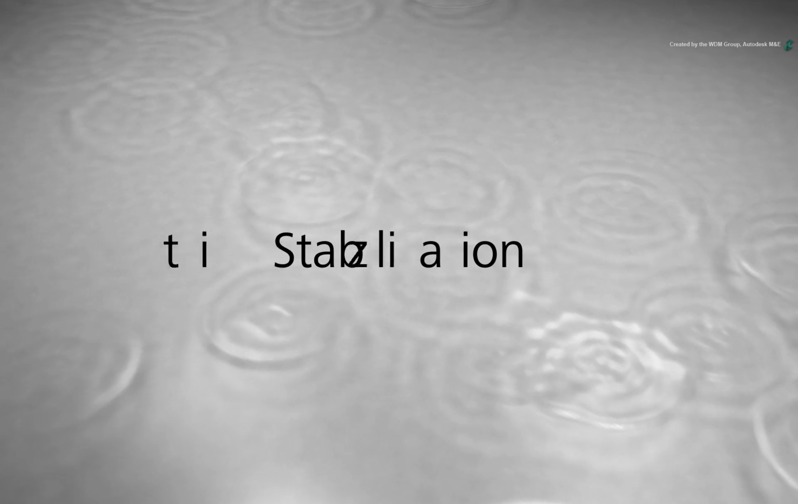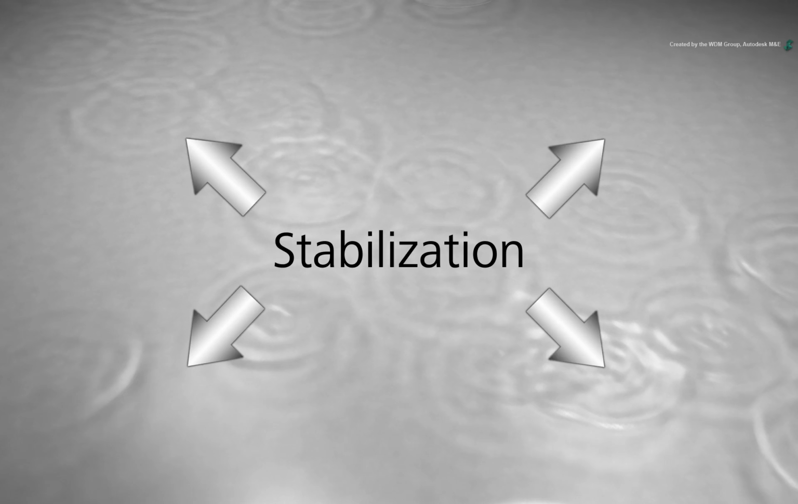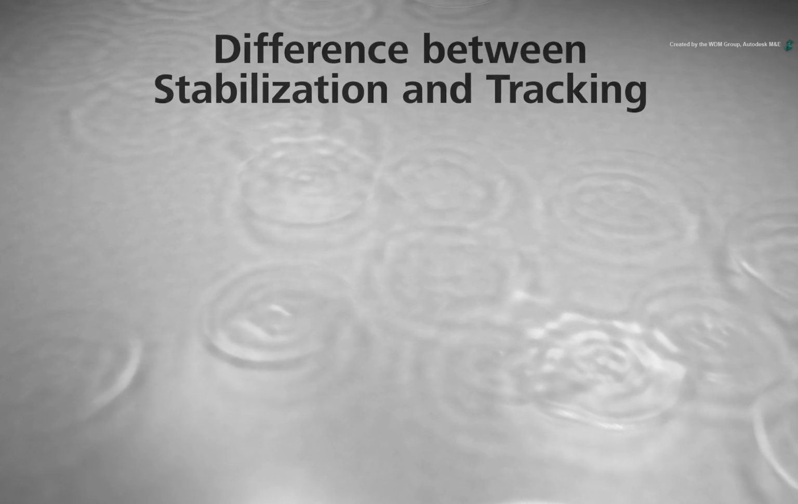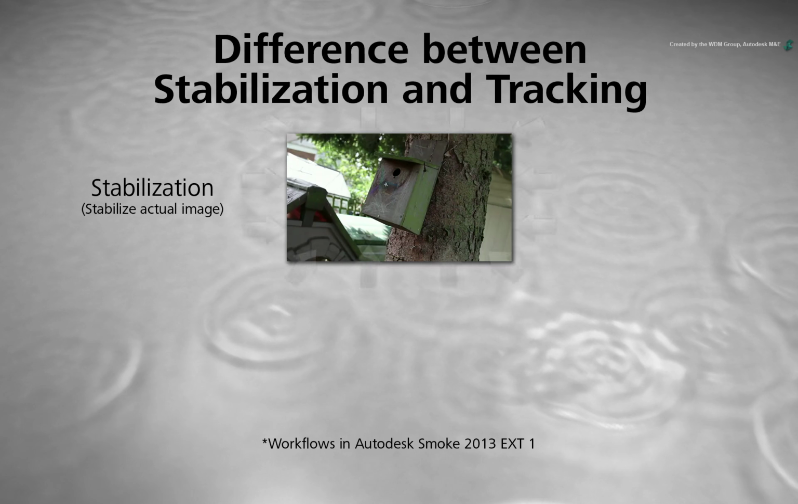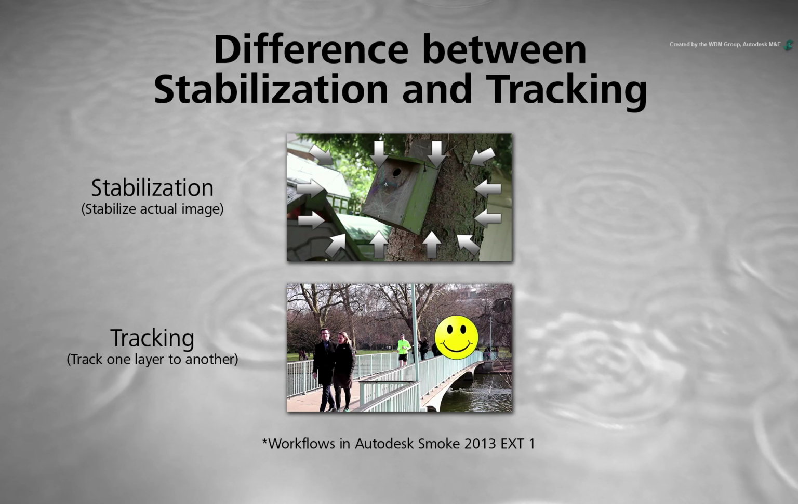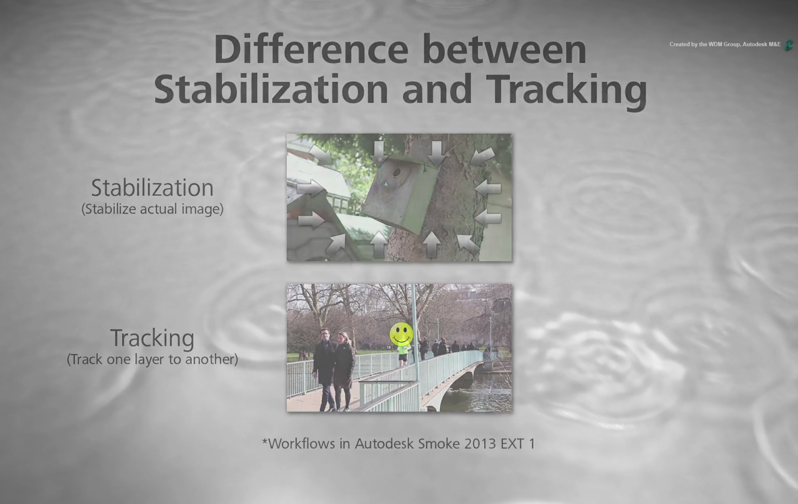When you are working in Smoke, stabilization is available everywhere for quick fixes as well as advanced problem solving. A big point to remember is that you stabilize the image you are working on. This is different to tracking, where you track to another layer. You may already know this, but this will affect how you set up the workflow for any of these operations.